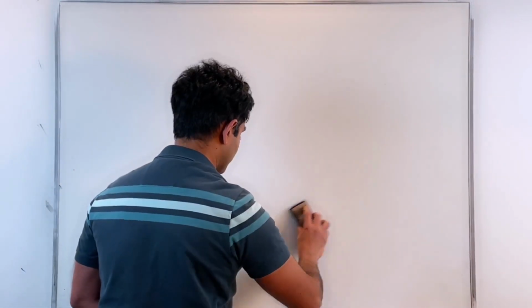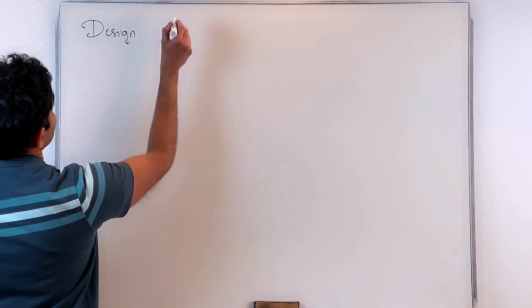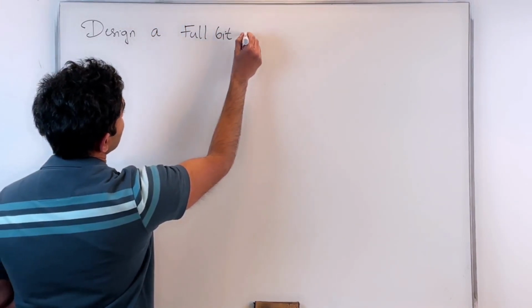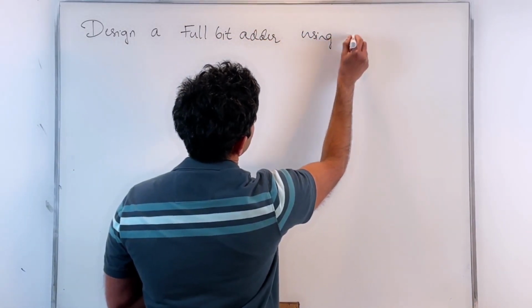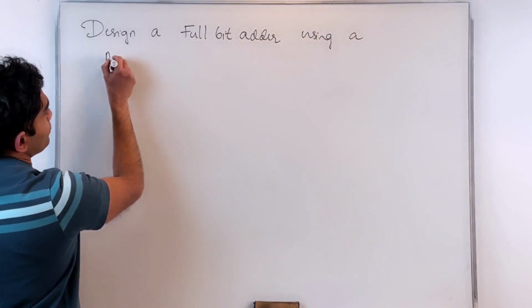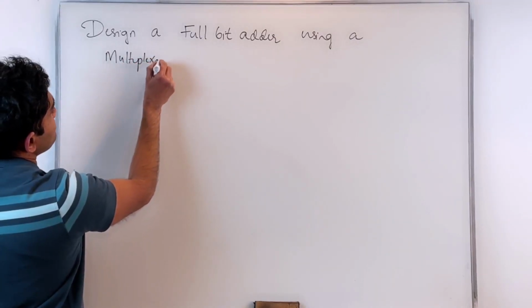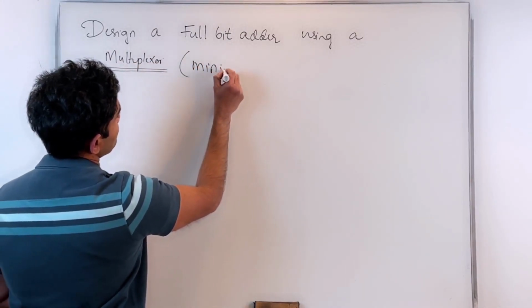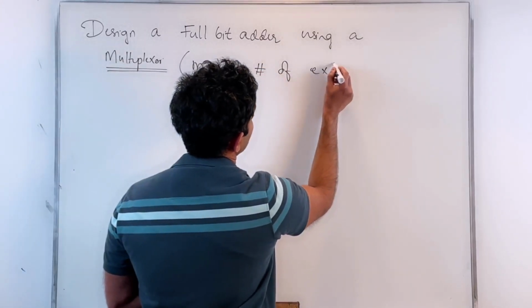Okay, so this is what I would do. The problem statement here is, let's say, design a full bit adder using multiplexers. Let's say you're asked to design this with multiplexers and a minimum number of external gates. You want to minimize the number of external gates. How would you do that?